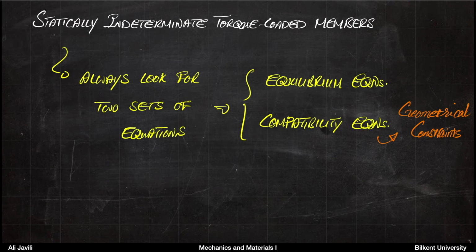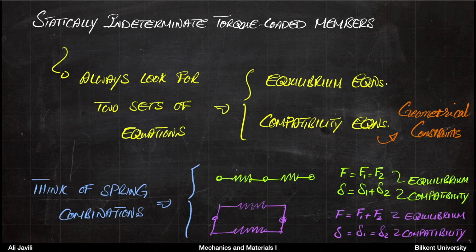Now, although this problem looks slightly complicated, it's very, very similar to what you have done before in terms of combinations of springs. So if you find an analogy between combinations of springs and what we are doing here, I think this will help you to better understand the problem. So for instance, if you think of two springs that are combined in series here, your equilibrium equation is that the force in both springs is equal. So in spring 1 and 2, if the force is F1 and F2, the force that you apply at the end, so the external force, F, is equal to F1, is equal to F2. That is your equilibrium equation.